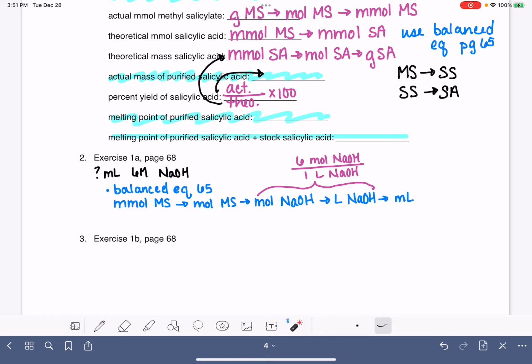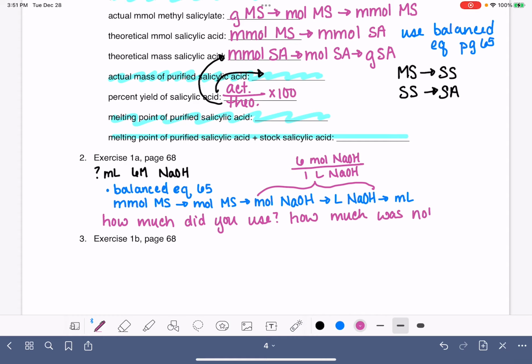And then there's also a second part to this. It asks how much of the 6 molar NaOH that you used was in excess. So you were prescribed a particular volume of NaOH. You're given a specific amount of NaOH, and you want to figure out how much was extra.